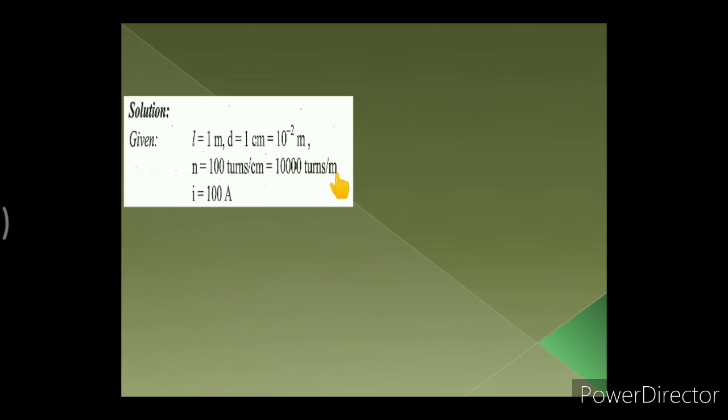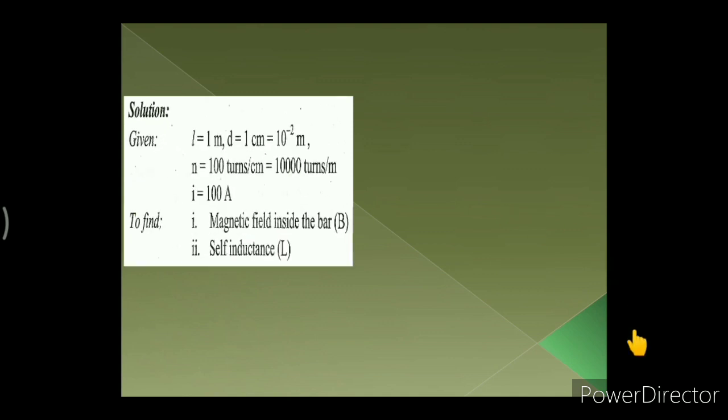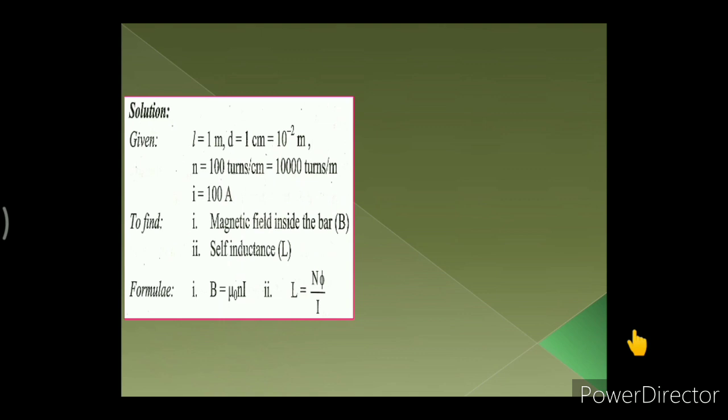10,000 turns per meter. As well as the current circulating through the turns is 100 ampere. We have to find out the magnetic field inside the bar B and also the self inductance L. Here we are going to use the formula B is equal to mu 0 N I, and the second formula we are using is L is equal to N phi upon I.